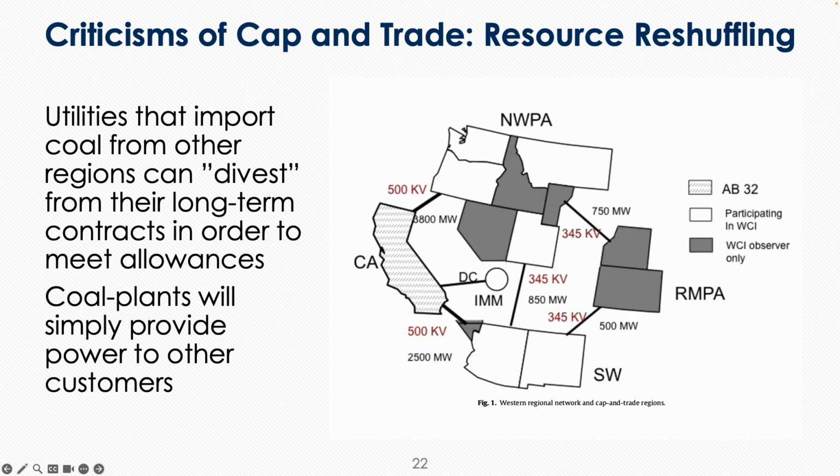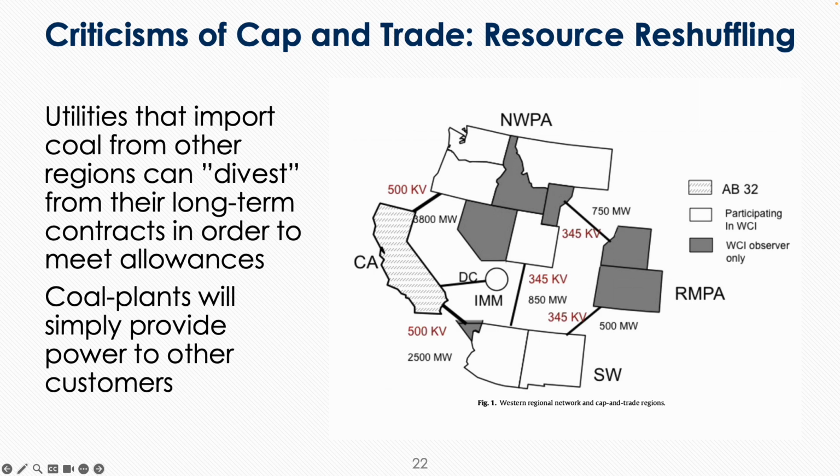There is a special case of this called resource reshuffling. This was studied by Jim Bushnell, if any of you have taken any econ classes with him. He's pretty well known in this area and has done a lot of work in cap and trade. This resource reshuffling is from some work that he's done, where you're a utility that imports coal from other regions. With cap and trade, you can have these power purchase agreements, which is essentially a contract where you say, okay, I'm going to continue to buy power from you over a longer period of time.